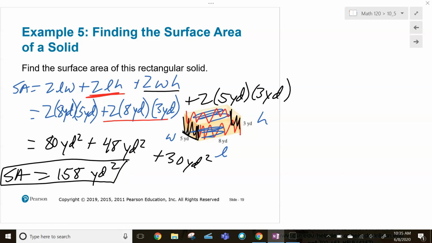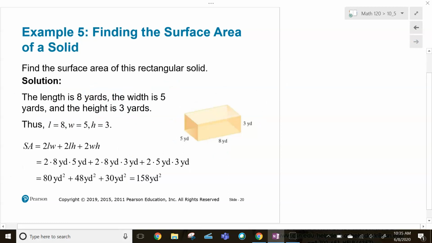This thing. Okay, so that's your surface area. Get the work right there for you.